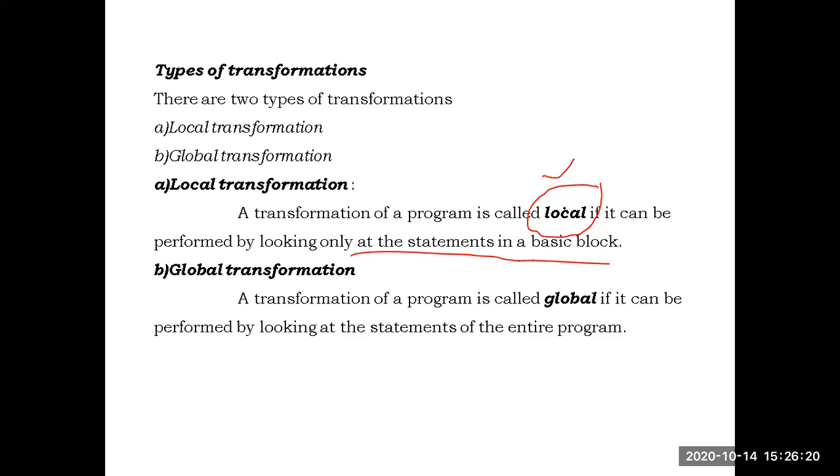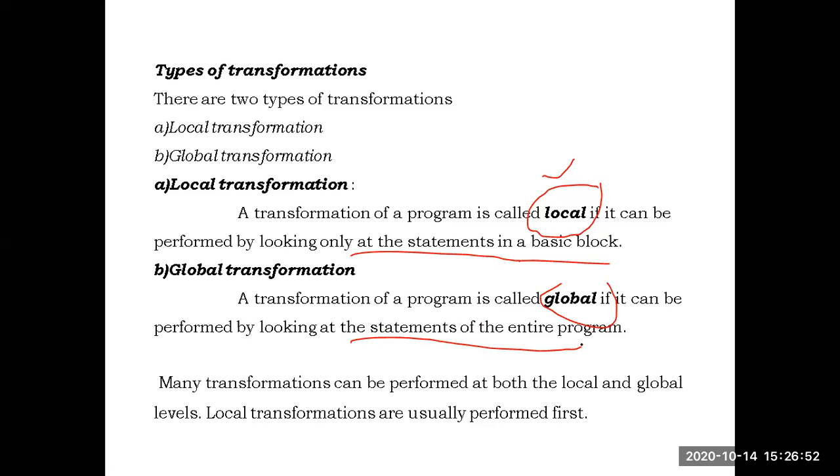What is global transformation? A transformation of a program is said to be global if it can be performed by looking at the statements of the entire program. By considering all parts of the program, if the transformation is applied, that type of transformation is called global transformation or global optimization. Global transformation or global optimization, local transformation or local optimization. These are the types of transformations.